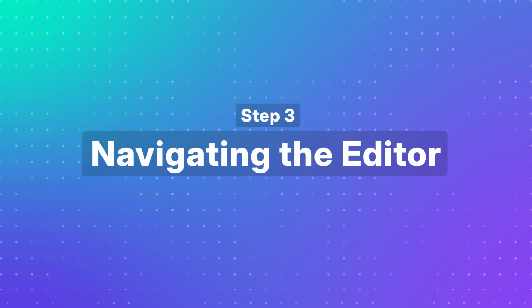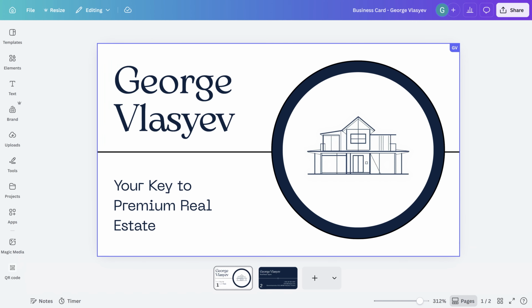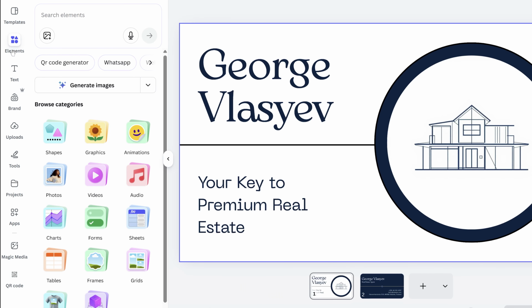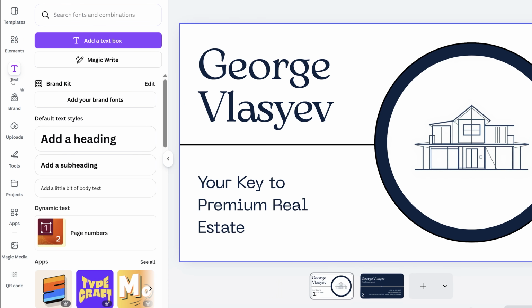Step 3. Navigating the editor. Let's not waste any time. On the left is your toolkit. After templates, we have elements. Elements are pre-made, customizable design assets used to build or enhance projects. These include shapes, graphics, videos, forms, and more. Next is text. This is where you'll add text boxes, change fonts, and tweak colors. There's also the option to choose from some pre-made font combinations to try and make your card really pop.